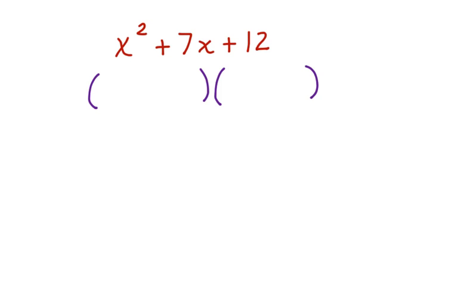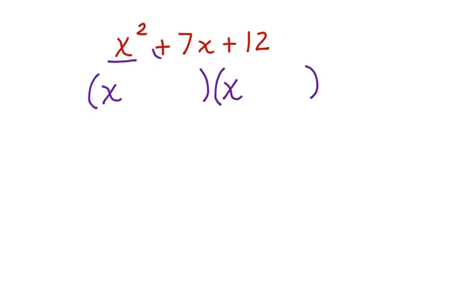Now let's think about factoring a quadratic expression. Remember, to factor, we're going to break it down. x squared plus 7x plus 12. Now, we're going to factor this quadratic expression into two binomials. We start by factoring the x squared. We can factor it into an x and an x.